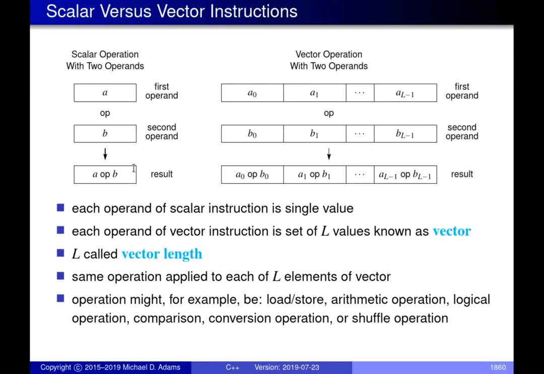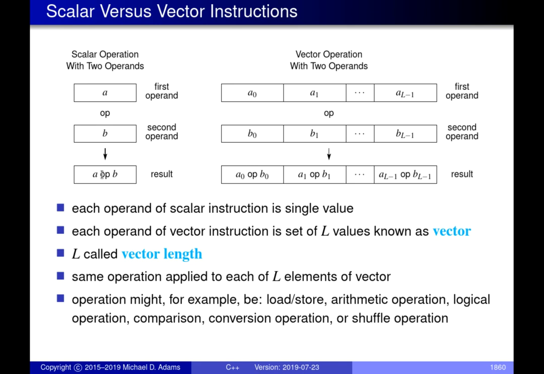To make things a little more concrete, let's look at what we mean by scalar versus vector instructions. Suppose I have an addition operation I want to do. I have 2 operands, maybe they're ints. I want to add one int a to another int b, and then I produce a result, which is a plus b. This is the scalar view of things. You're processing one data element at a time, adding it to another data element, and you get another single data element.